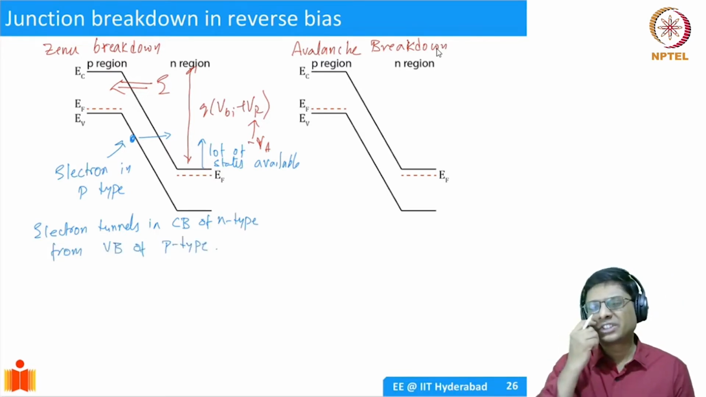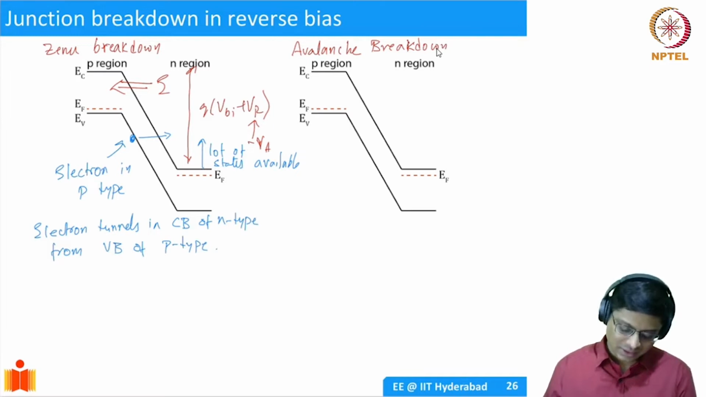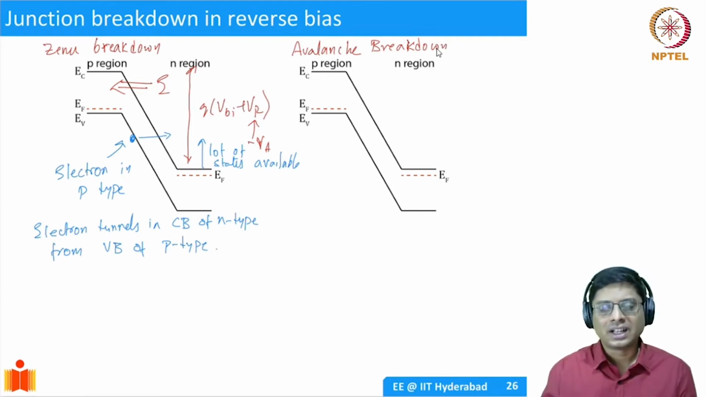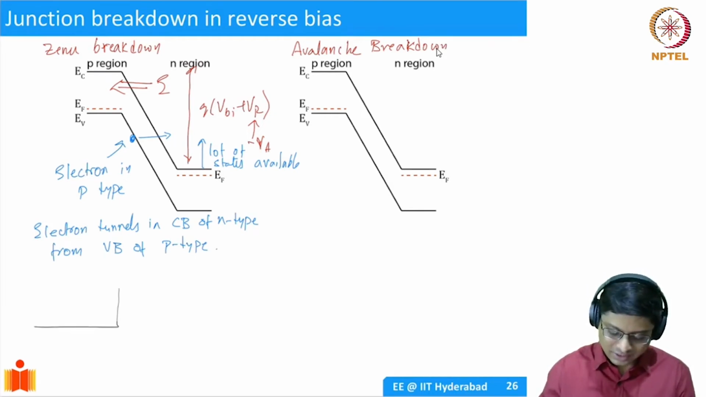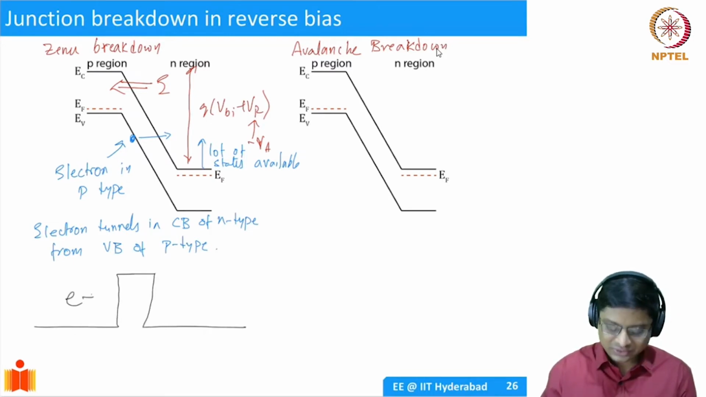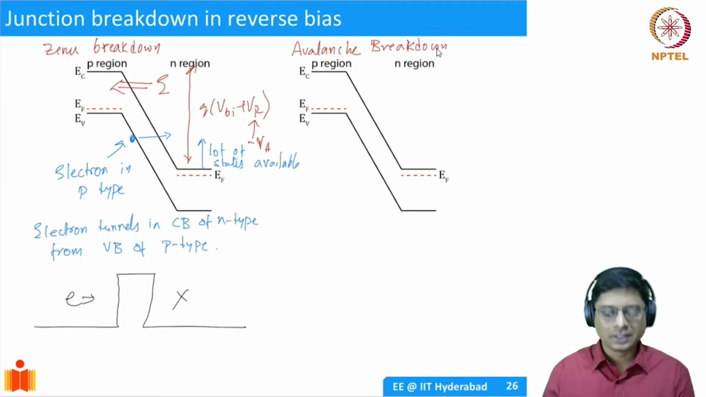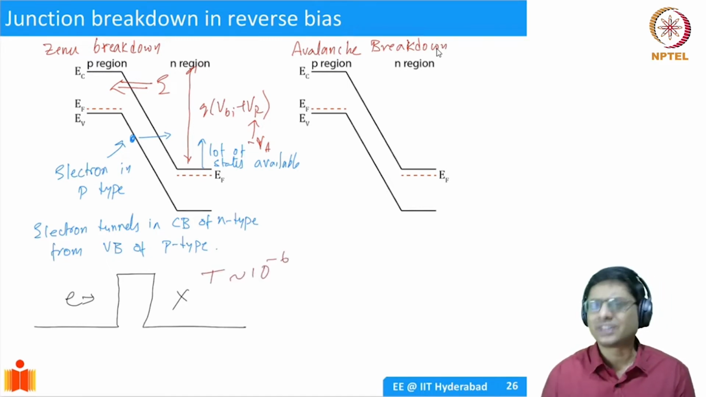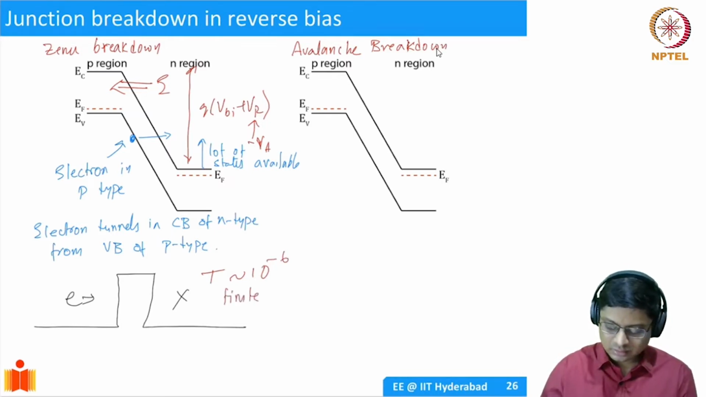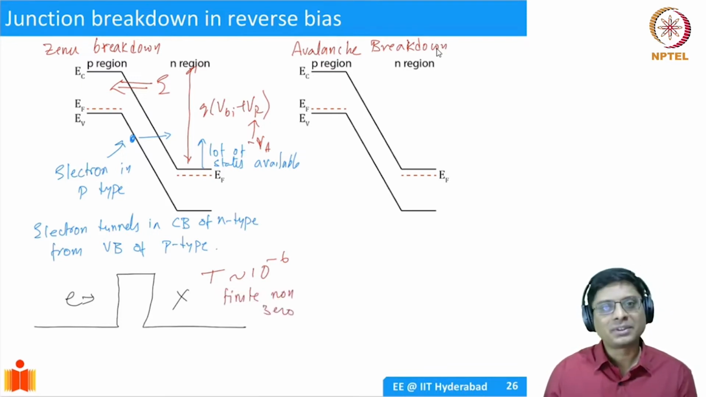Remember, we mentioned tunneling in the first couple of lectures, right, in passing actually. So what is tunneling? This is the energy barrier, right? As you increase the voltage, the energy barrier becomes narrower and narrower. But you still have a barrier. So if you have an energy barrier like this, and you have an electron incident on it, what happens? We said that in classical mechanics, there should not be any probability of finding the electron here, but quantum mechanically, there is a certain finite tunneling probability. It could be 10 power minus 6, 10 power minus 4, whatever. There's going to be some finite, non-zero probability.